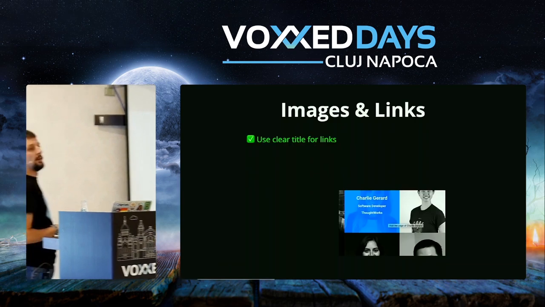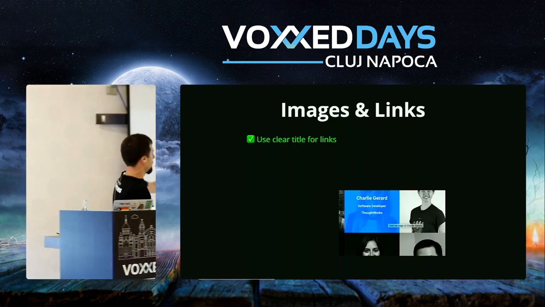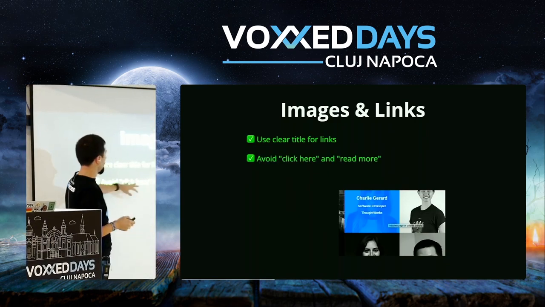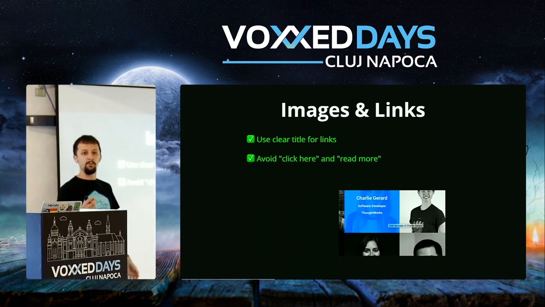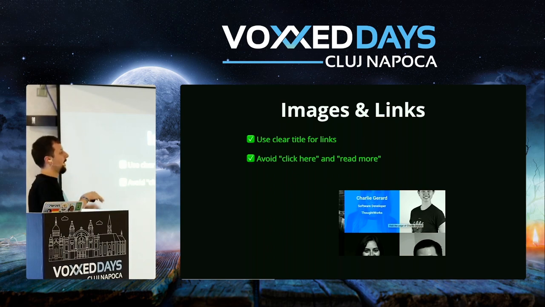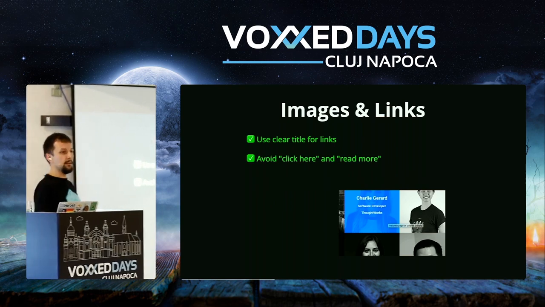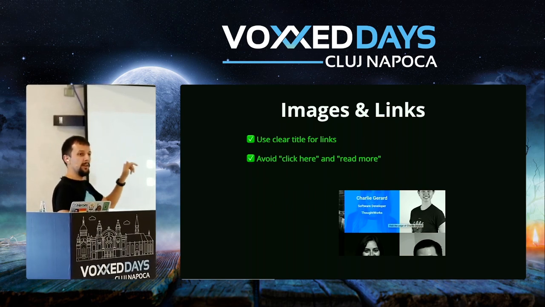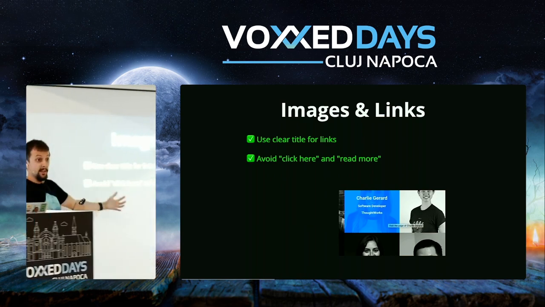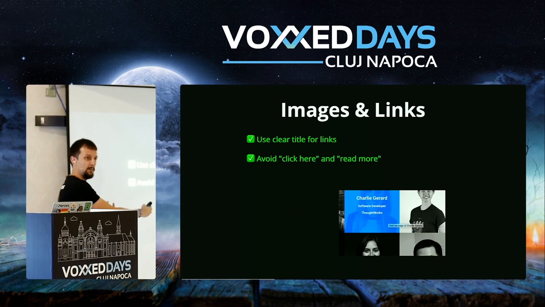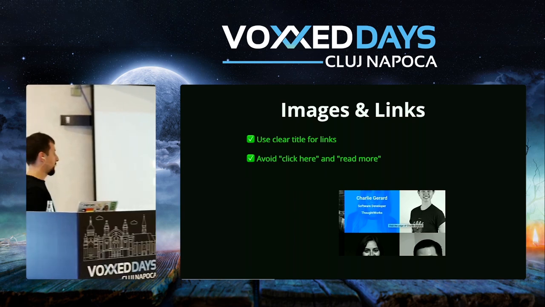Images and links. Again, clear titles for links. Avoid this kind of click here and read more links, because again, as a shortcut, a lot of users will go and say, oh, I want to just tab my way through the links. And then the links will say, click here, click here, click here, click here. And they will get no information out of that. So always try to put the link around the text that makes sense so that the link is understandable when you read it out loud, or use a title or something like that.